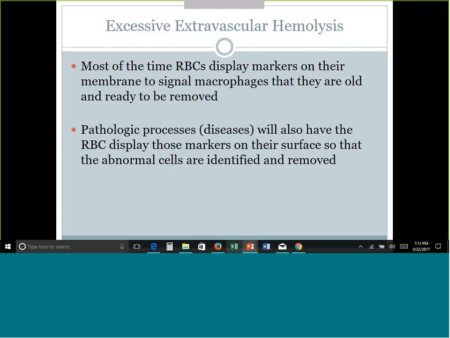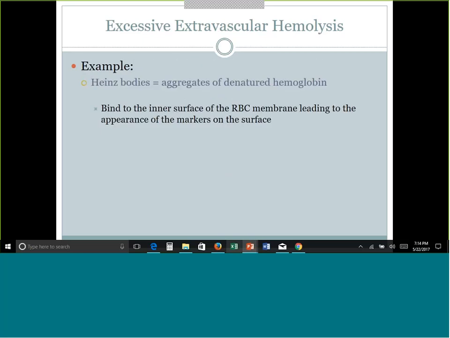All right, so excessive extravascular hemolysis, this really isn't that important of a slide to me. Really, I could almost delete this and we'd be fine. It's just discussing that most of the time when our red cells get older, they kind of have these markers on the surface to tell the macrophages, hey, I'm kind of old, I'm ready to be done. But in certain disease processes, they will put those markers on the red cell surface even though they're not that old, and that's why it will result in excessive hemolysis occurring. So it's just kind of informational. This slide isn't that necessary for you.